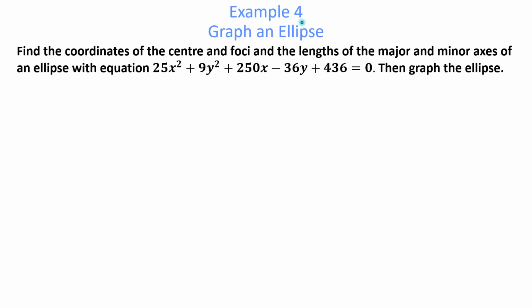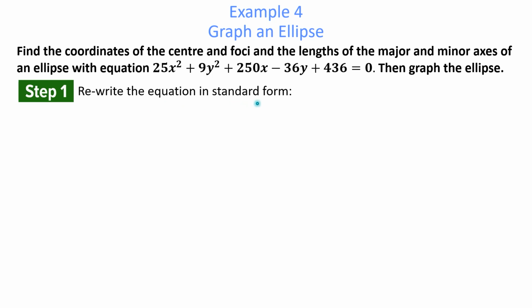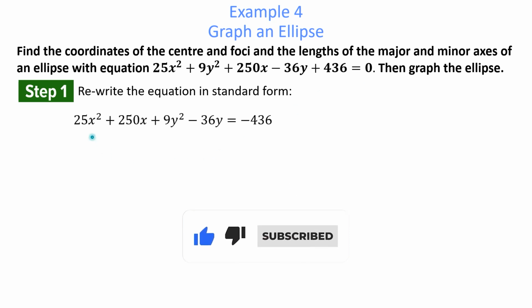For example 4, we want to find the coordinates of the centre and foci and the lengths of the major and minor axes of an ellipse with the following equation. And then we want to graph this ellipse. So for step 1, we'll rewrite the equation in standard form. So what we'll do is the original equation that we have in the question, we'll reorder the terms so that the terms that have a variable x are together and the terms that have a variable y are together, and the constant term is on the right hand side.